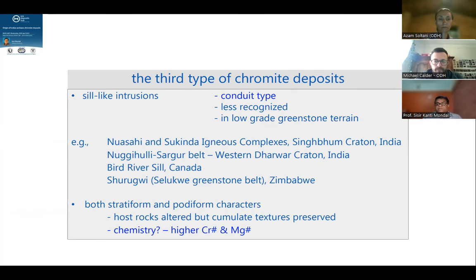In terms of chemical composition of chromite, they're characterized by higher Cr number and higher Mg number. Common examples are the Nuasahi and Sukinda igneous complexes, which are located in the Singhbhum Craton, Eastern India. We have the Nuggihalli Sargur Belt in the Western Dharwar Craton, India, and the Bad Vermilion Sill is another example, and there are some similar kinds of chromitites in Zimbabwe, which are associated with the Selukwe greenstone belt.